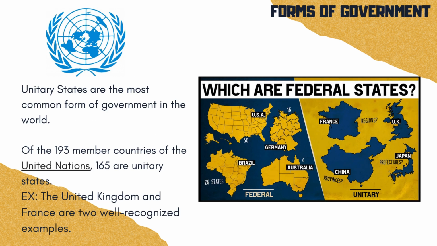Okay, so unitary states are the most common form of government in the world. For example, in France and the UK, power is centralized and local governments exist, but they don't have much control. France's policies are decided in Paris, for example, and the regional governments just follow orders. In the UK, Parliament in London makes the national laws, and regions like Scotland and Wales have limited autonomy. That means they're not really able to fully make all the decisions for themselves.